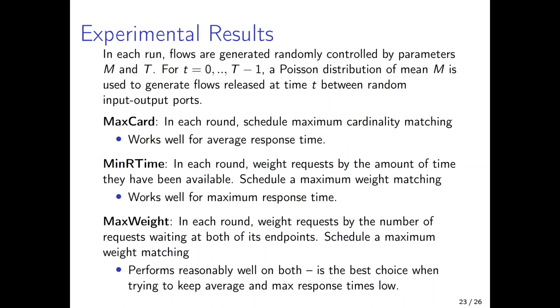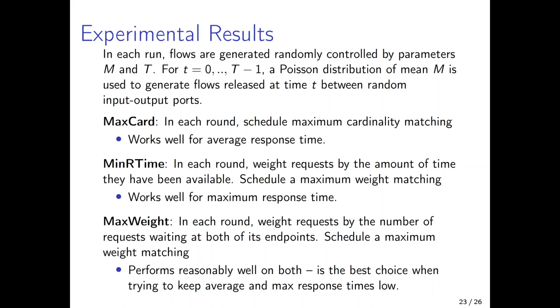Our experimental analysis focuses on 3 heuristics for flow scheduling. The first, MaxCard, schedules a maximum cardinality matching in each round, regardless of how long each request has been waiting to be scheduled. Surprisingly, this heuristic performed well for average response time. The second, min-r-time, weights edges by how long they've been waiting, and schedules a maximum weight matching in each round. This heuristic works well for maximum response time.